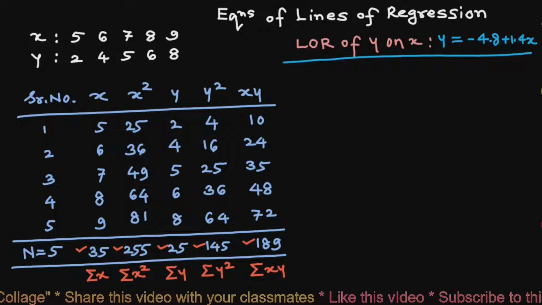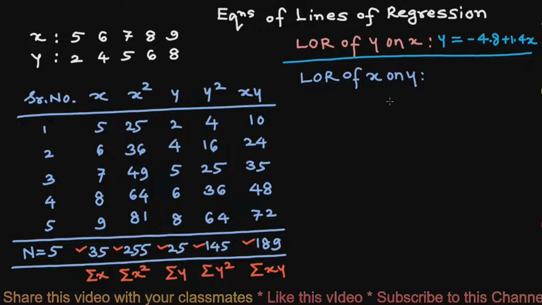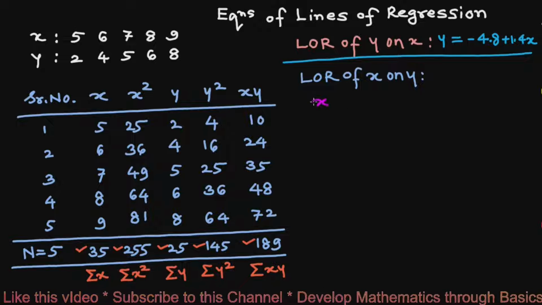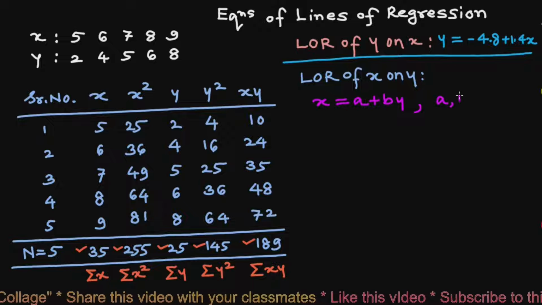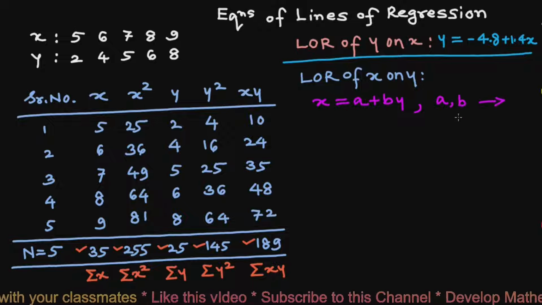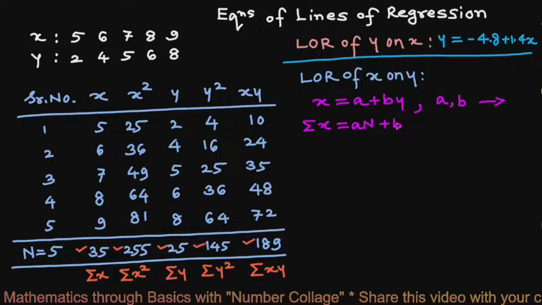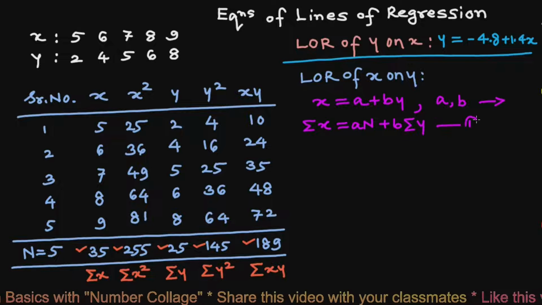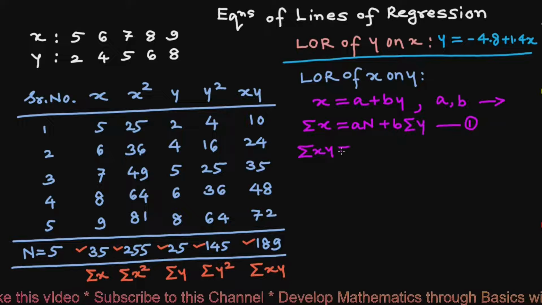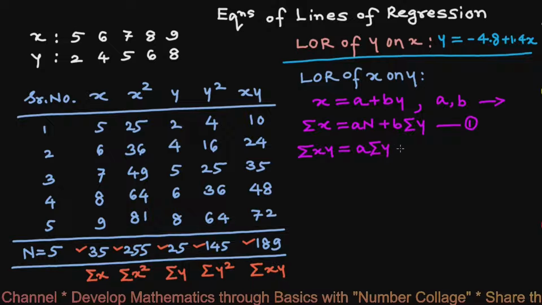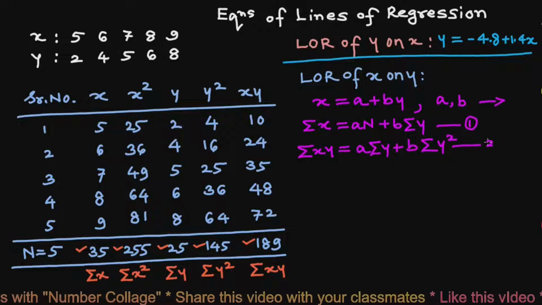Now we will find out line of regression of x on y. For this, the linear equation will be x equals a plus by, where a and b are given by normal equations summation x equals na plus b summation y. We name this equation 1, and summation xy equals a summation y plus b summation y square. We name this equation 2.